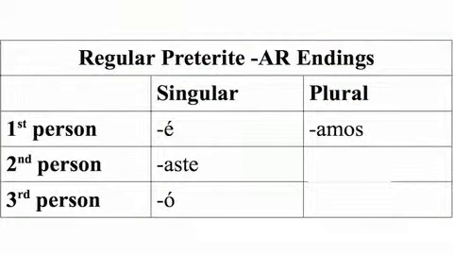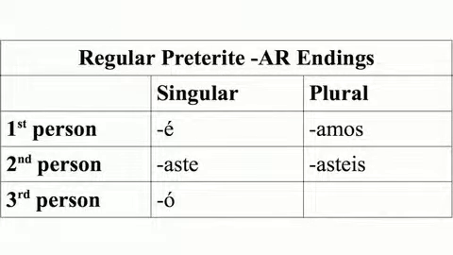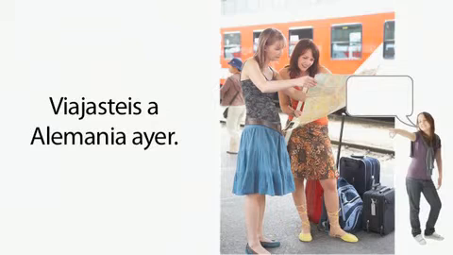You already saw the ending for the first person plural. Amos, the exact same ending as simple present indicative, so watch out for context clues to figure out what tense is on that one. Tomamos un taxi al museo. For the second person plural in Spain, you will use a form very similar to the second person singular with a little twist. Instead of aste, you'll have asteis. Just add an is to the tú form. No accents in this one.